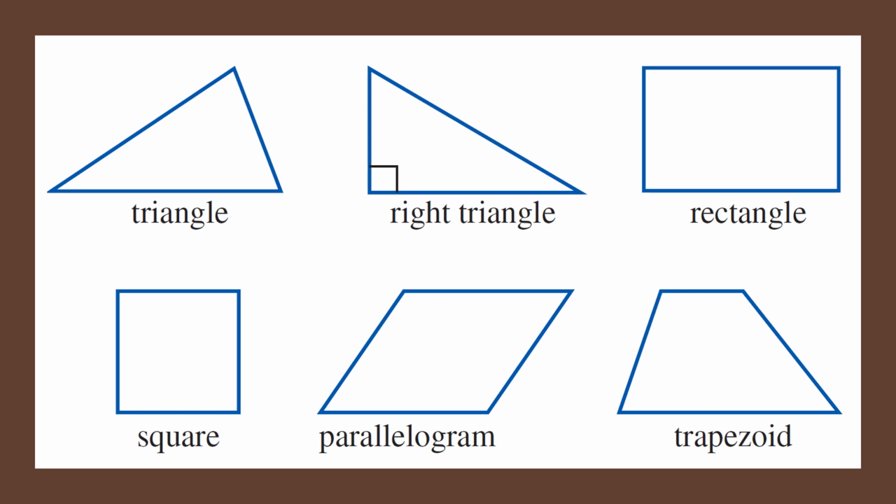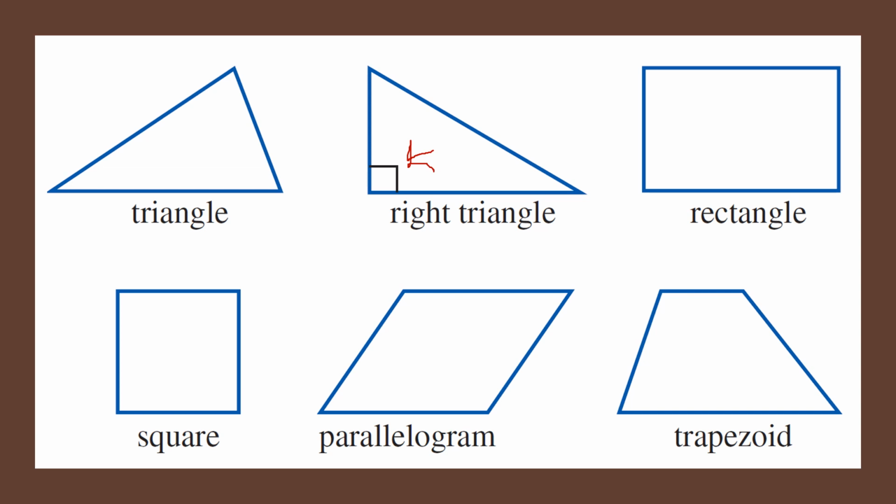Here are some examples of polygons, or some common polygons. Starting up at the top left and moving towards the right, we have a triangle. Next, we have a right triangle. These are special triangles that include one 90-degree angle, and you can see the 90-degree angle is indicated with the little box there. Then we have a rectangle and a square.